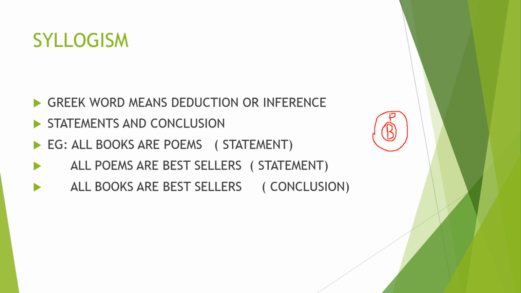Okay, so all books are poems, and all poems are bestsellers. So all poems will come under this. Again it is connected. They all become bestsellers. So it is connected now. All books are poems, and all poems are bestsellers. So there is a connection between the three of them, 1, 2, and 3.